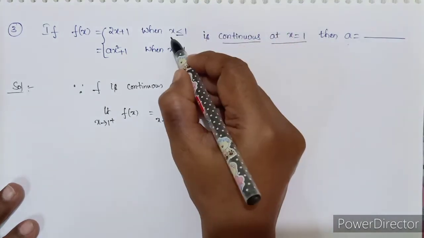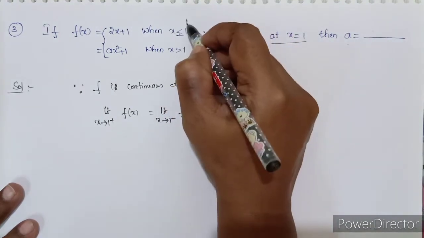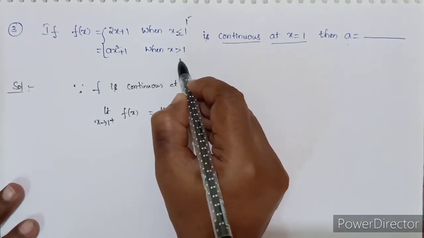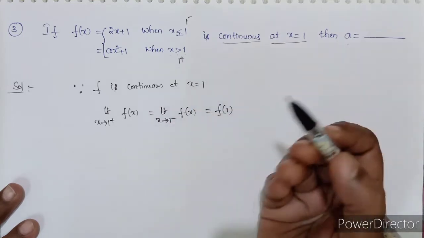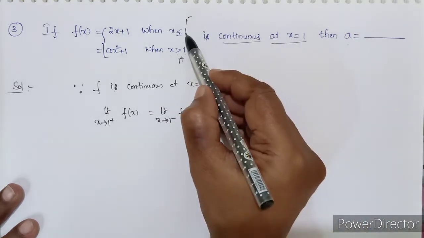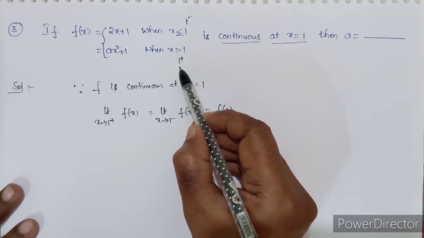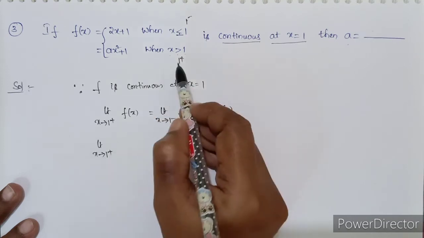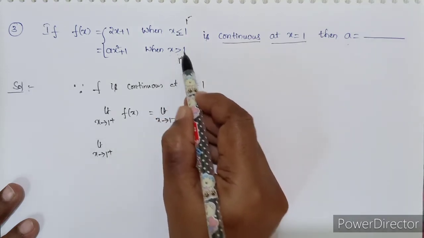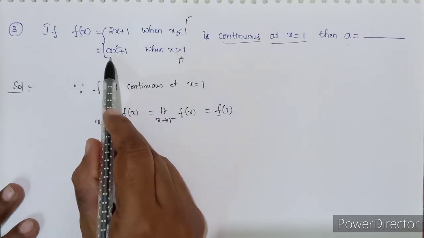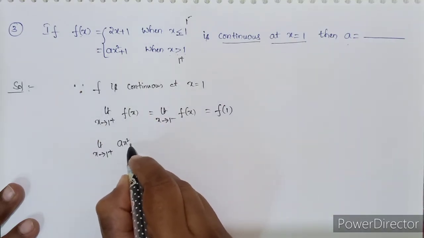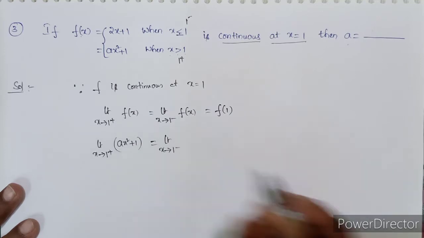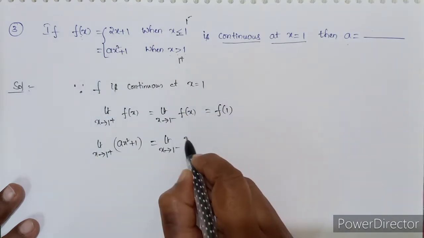If x is less than 1, it is in the negative neighborhood of 1, therefore it is 1 minus. When x is greater than 1, it is 1 plus, in the positive neighborhood of 1. So here, limit as x tends to 1 plus, x is in the positive neighborhood of 1, we have to take f of x as ax square plus 1. When x is tending to 1 minus, f of x is 2x plus 1.